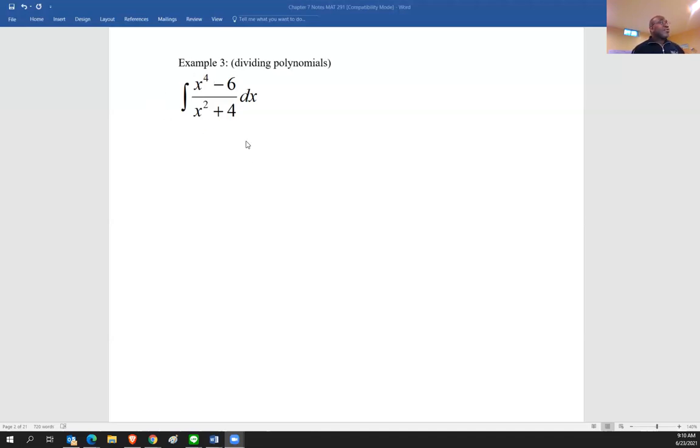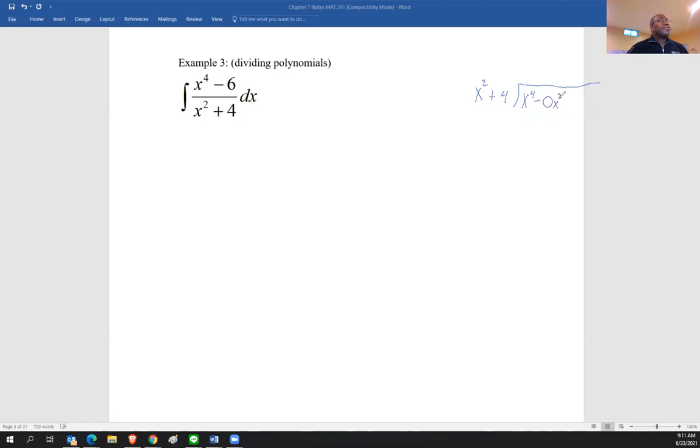We have x to the fourth minus 6 over x squared plus 4. And so here we're going to divide the polynomials. So let's do the polynomial division, and we'll do that off to the side here. So we're going to take x squared plus 4 and divide that into x to the fourth minus 6. Now you've got a lot of missing terms here in our dividend, so we're going to fill in some of the gaps here because we'll need those.